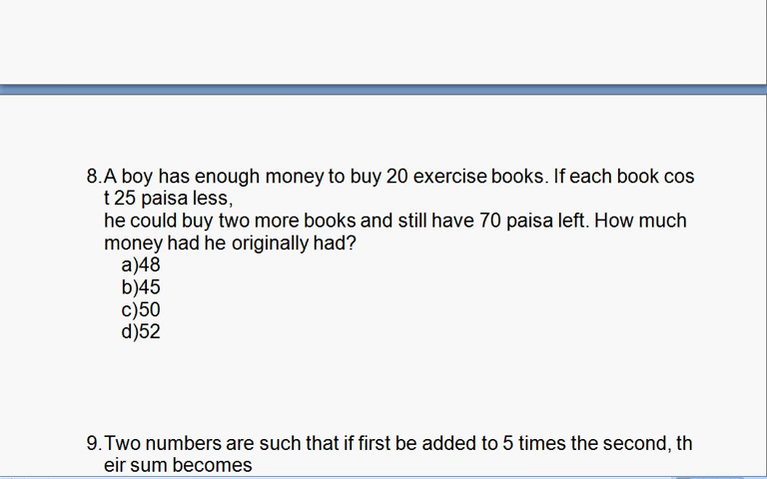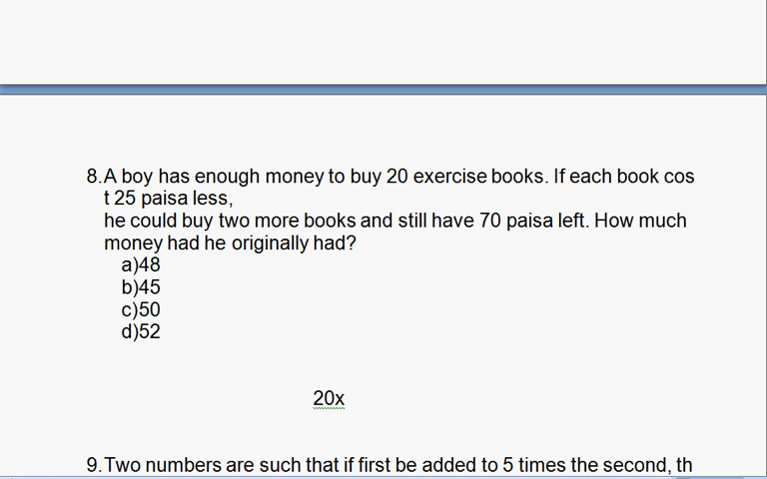So let each book cost x amount, right? So he originally has 20x, because he had enough money to buy 20 books, where x is the cost of each book. Now it says had each book cost 25 paisa less. So let's take x in paisa only. So let's say each book costs x paisa.